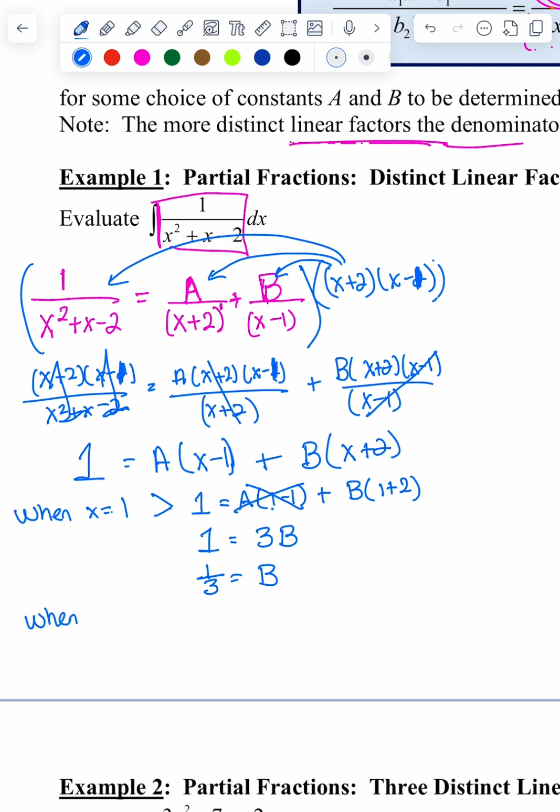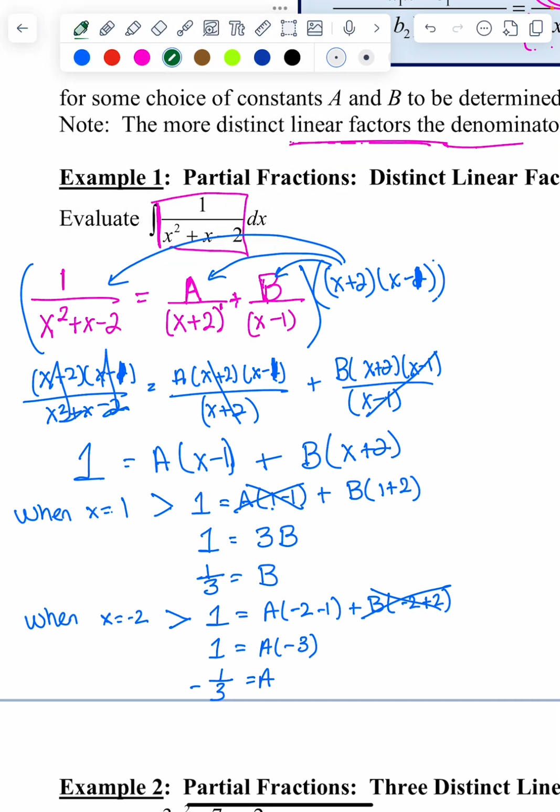Now, to solve for A, I need to let x be -2. And now I have 1 equals A times (-2 minus 1) plus B times (-2 plus 2). And you notice that that cancels out the B. And we're left with 1 equals A times (-2 minus 1), which is -3. So A is -1/3.